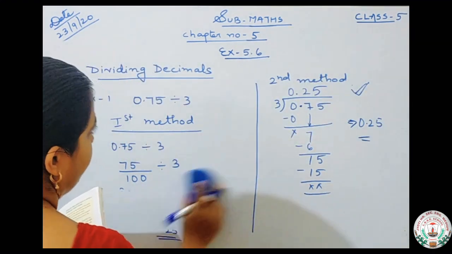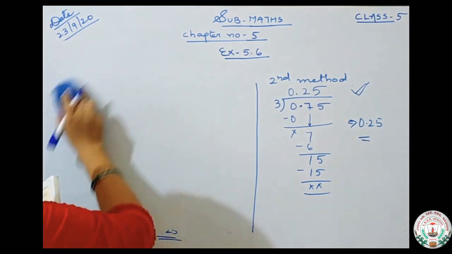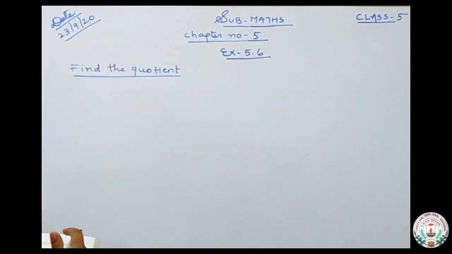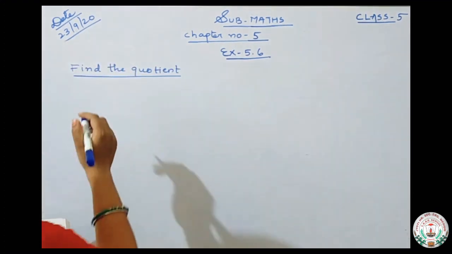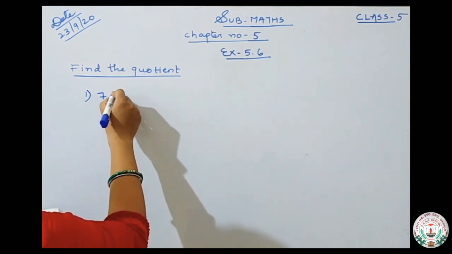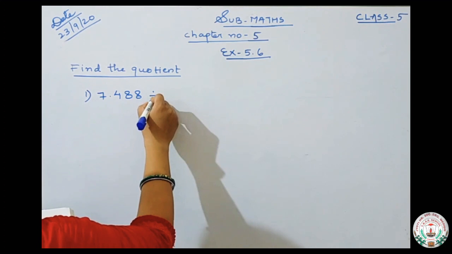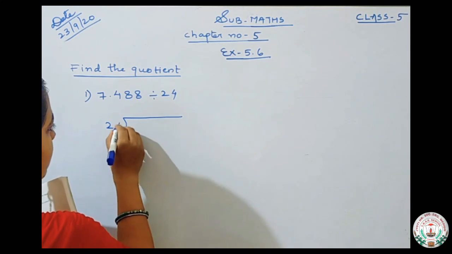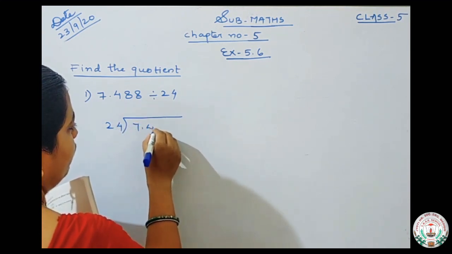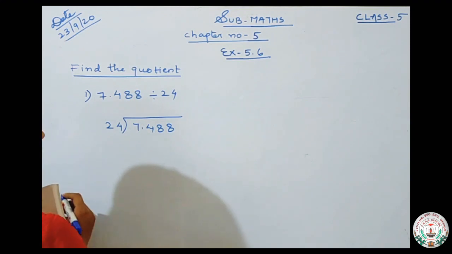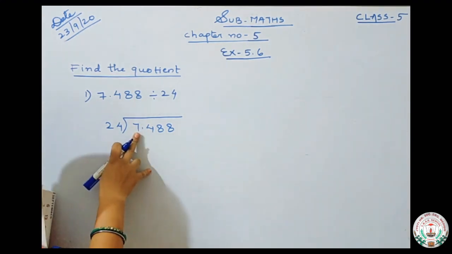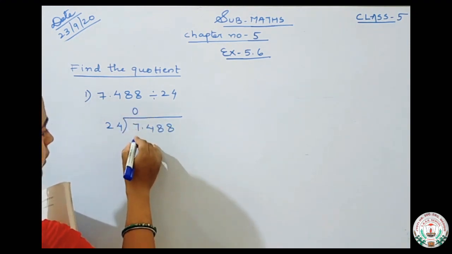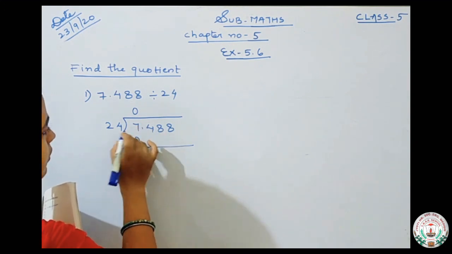Our exercise number 5.6. Question number 1 is find the quotient. Question number 1 is 7.488 divided with 24. So we will use our dividend divisor method. 24 is the divisor, 7.488 is our dividend. So first is 7. Before decimal 7 is there. So in table of 24, 7 does not come. So we will take here 0. 24 zeros are 0.